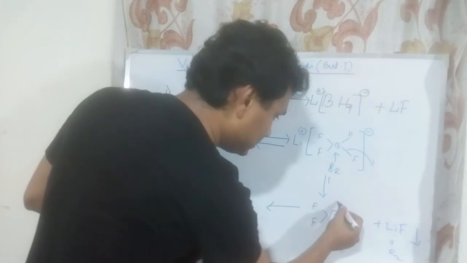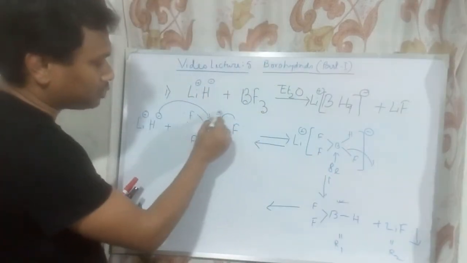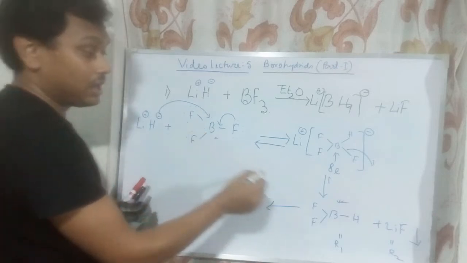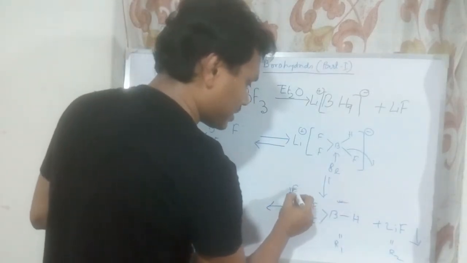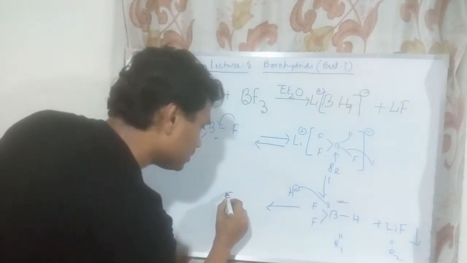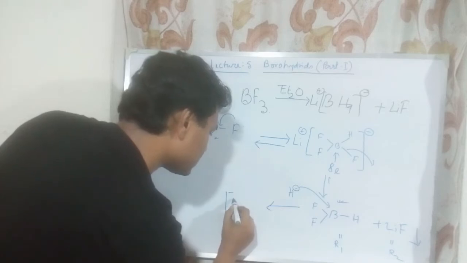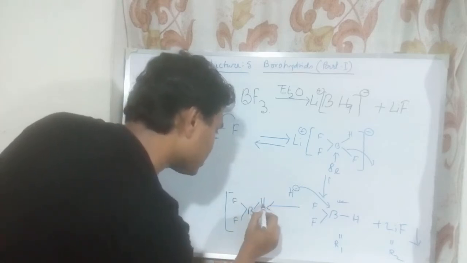Now if we consider this with the parent BF3, you will find that there 3 fluorides were coordinated to boron, right now 2, so this is more electron deficient. So another hydride will attack again to form this, FBH.